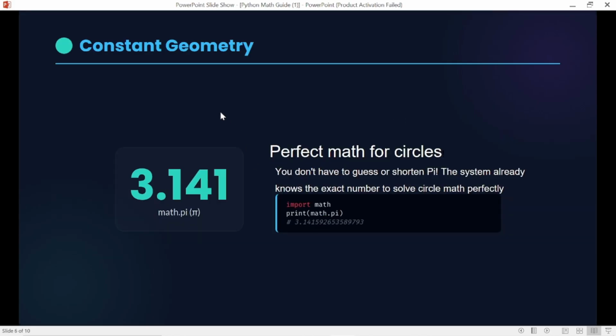Let's go forward. Now let's look at the constant geometry. As you all have, I think, heard about pi in maths. I hope you have heard about pi. In the math library there is a method named pi, which will give us the value of pi. Here, first we have to import math, then print math.pi, and it will give us the value of pi.